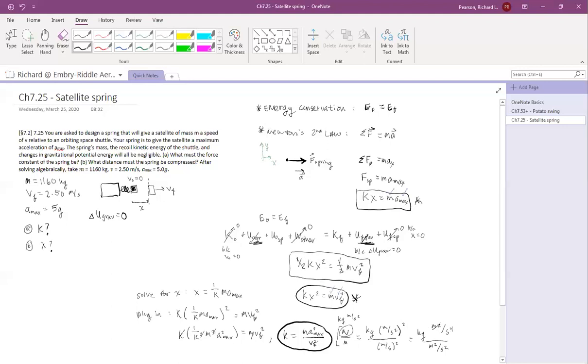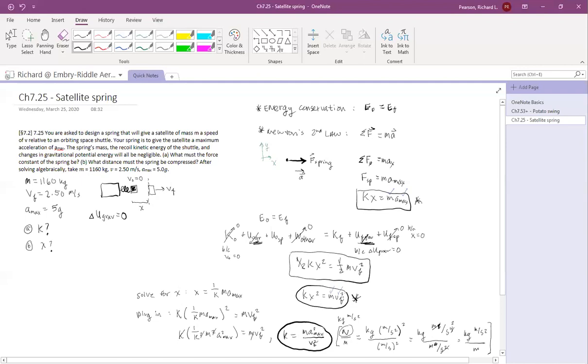Cancel one of those m's, and then we will cancel two of these seconds. So that becomes a 2. Now we have kilogram meters per second squared, which is a newton, all over a meter, which is exactly what we have on the other side. So the units work out. That means that this equation gives us k, and that's great. So now we can use this k and plug this back in to solve for x.